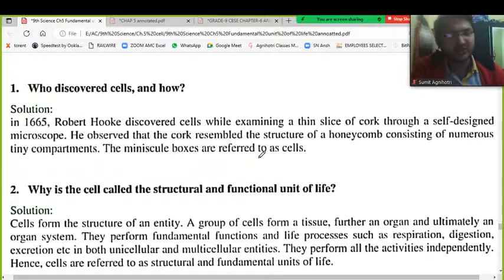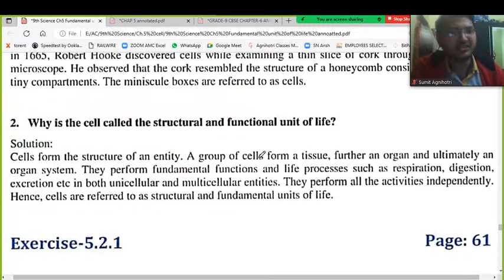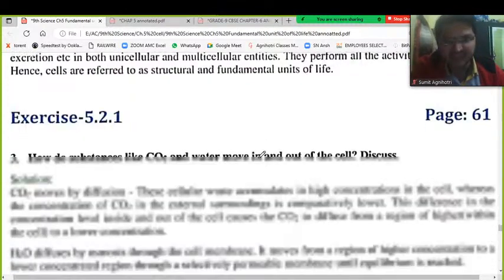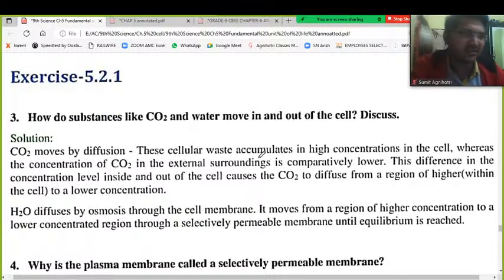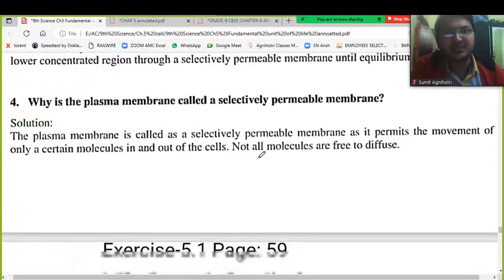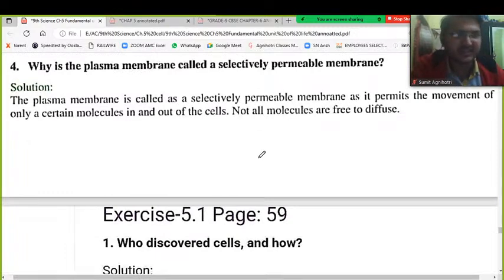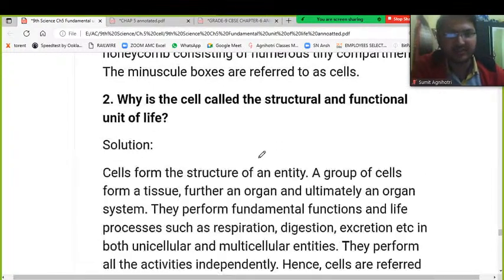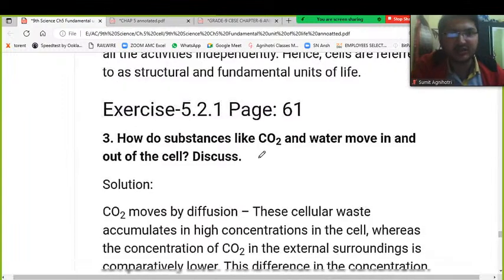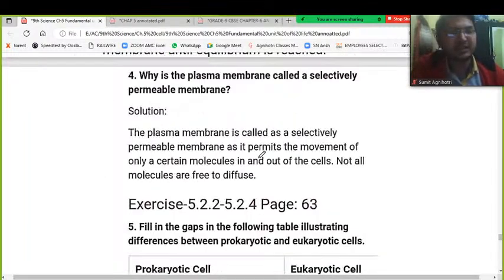Now these are some questions. Who discovered cell and how? You already know that. Why is the cell called the structural and functional unit of life? You know this as well. How do substances like CO2 and water move? The process is diffusion. And why is the plasma membrane called selectively permeable? Because it allows only selective components to come in and go out, inside the cell and outside. Who discovered cells and how? The reason you have already understood. You have already gone through this. Okay, why is the plasma membrane called selectively permeable?